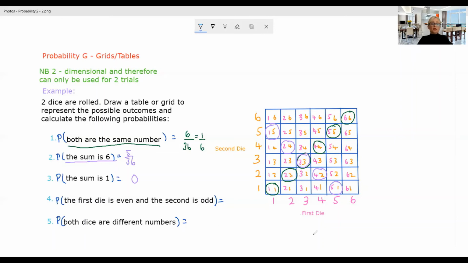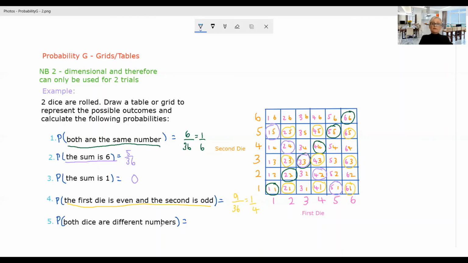All right, the first die even and the second die odd. Okay, let's do maybe yellow for this. All right, first die even and the second die odd. Well, that one will work. That one will work. So will that. So well, that, and that, and that, and that. So how many have we got? 1, 2, 3, 4, 5, 6, 7, 8, 9. So we've got 9 out of our 36, which is a quarter.